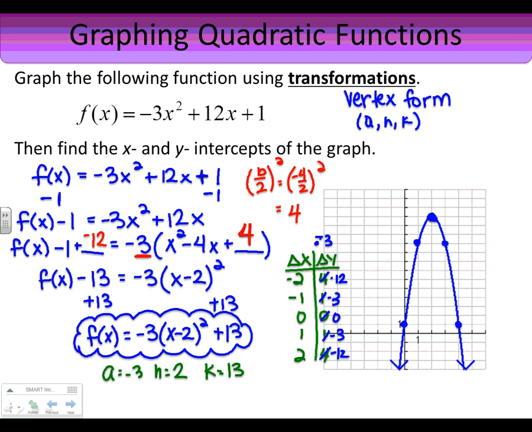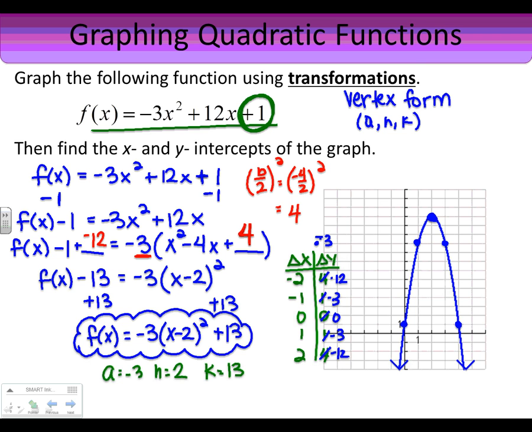All right, so now it asks us to find the x and the y intercepts of the graph. So the y-intercept is pretty easy. If you look at our standard form equation up here, finding the y-intercept, we're just plugging in 0 for x. So 0 squared times negative 3 is 0. 12 times 0 is 0 plus 1. So my y-intercept is always my c value when my equation is in standard form.